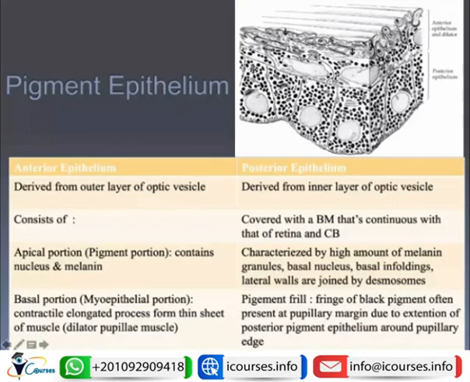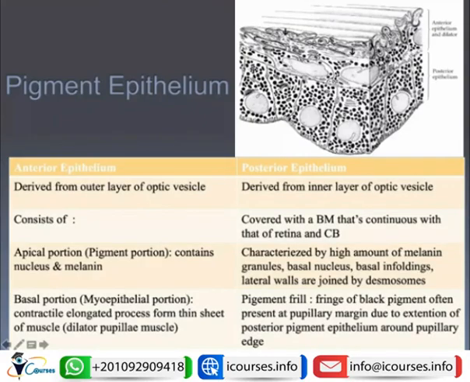As you can see here, the epithelial layer has a superficial part of the cell, sorry, the basal part, that is transformed into a myoepithelial portion. So this basal part of the cells will act as a muscle, which is the dilator pupillae muscle.